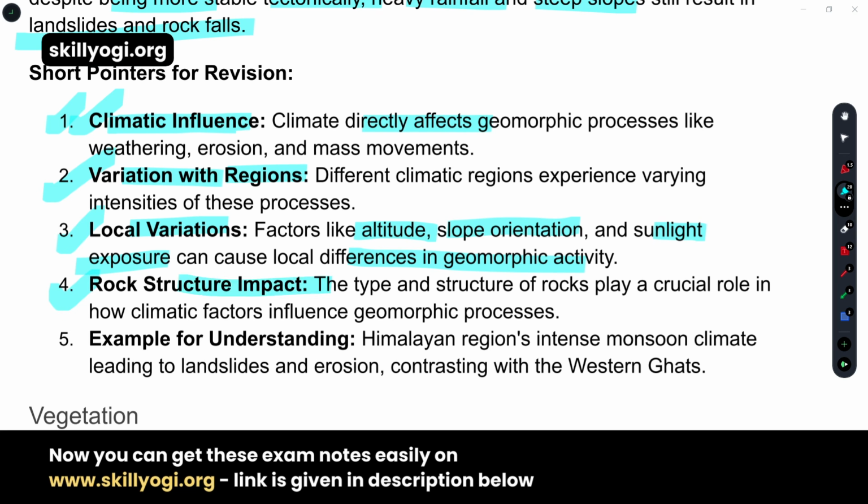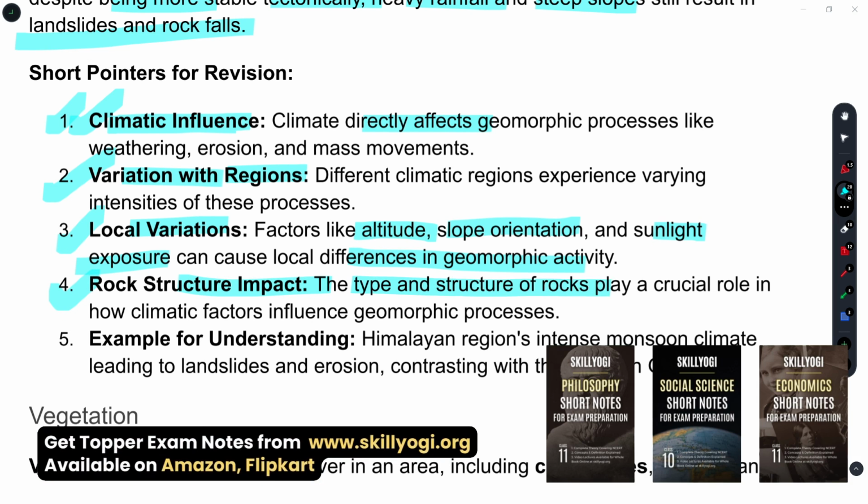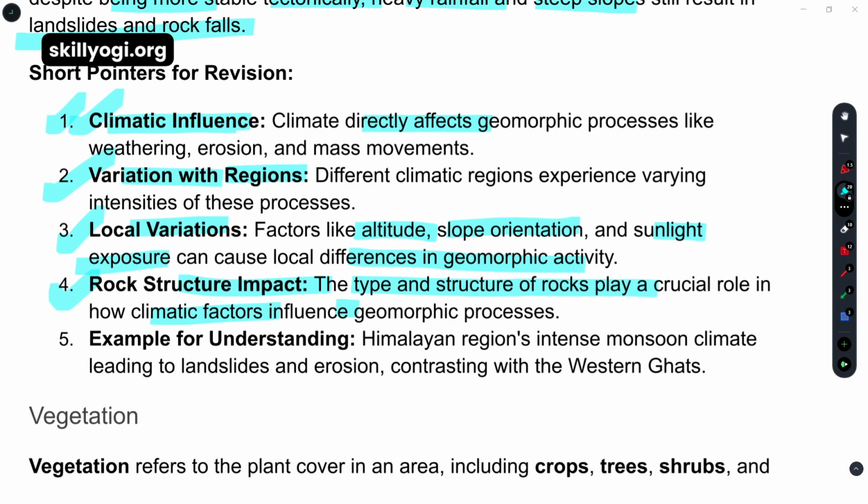The rock structure impact, that is the type and structure of the rocks, plays a crucial role in how the climate factors influence the geomorphic process. And in the last part, an example for understanding: the Himalayan region's intense monsoon climate, which leads to landslides and erosion, contrasted with the Western Ghats and the Nilgiris.